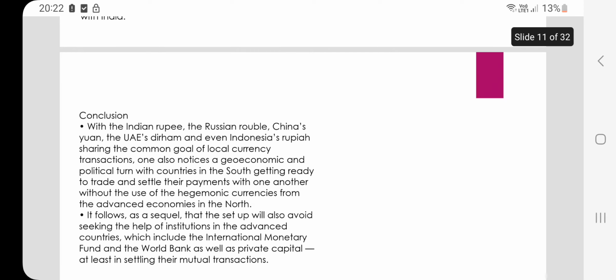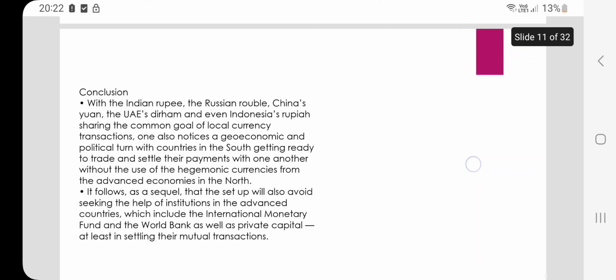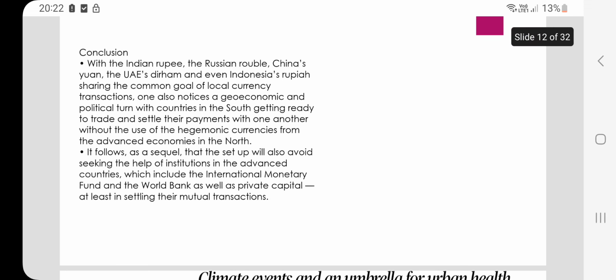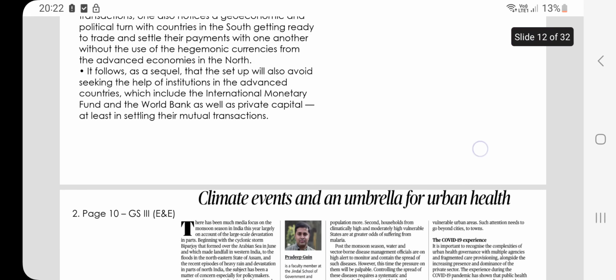The conclusion of this article is that the Indian rupee, Russian ruble, China's yuan, UAE's dirham, even Indonesia's rupiah share the common goal of local currency transaction. One also notices the geo-economic and political turns, with the countries in the south getting ready to trade and settle their payments with one another without the use of the hegemonic currencies from the advanced economies in the north. It follows as a sequel that the setup will also avoid seeking the help of institutions in the advanced countries, which include the IMF and World Bank, as well as private capital, at least in settling their mutual transactions.